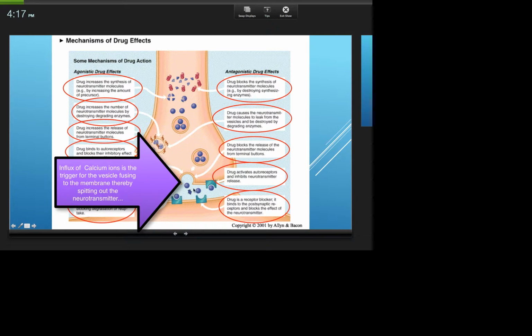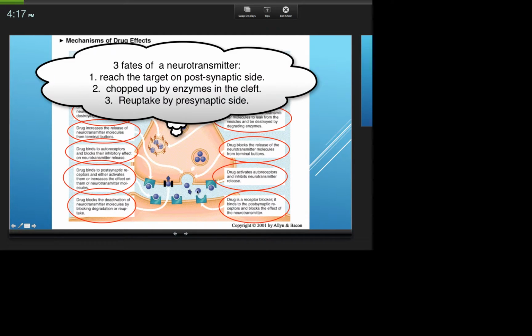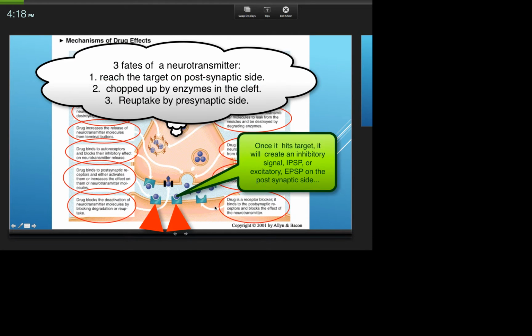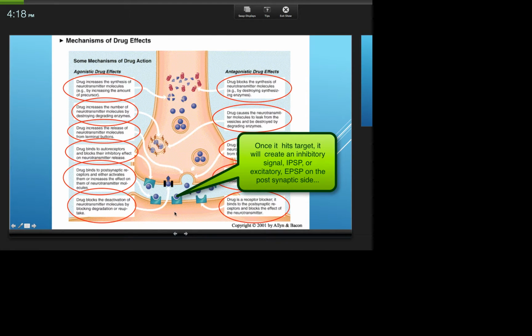So at the synapse, the vesicles spit the neurotransmitters out into the synapse, and the neurotransmitters can either be reuptaken or they can be chopped up in the synapse. There are enzymes that chop up the neurotransmitter, or they can reach their target, which is the receptor on the postsynaptic side. So one more time, it can be reuptaken and reused. It can be chopped up by the enzymes, and there will be a slide about this later on too, or it'll hit the target receptor. And once it hits the target receptor, it either causes an excitation or an inhibition on the postsynaptic side.